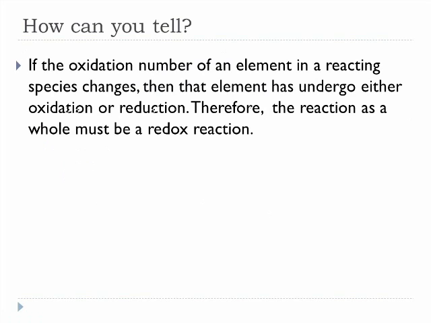How can you tell if it's a redox reaction or another type of reaction? Well, if the oxidation number of any element in a reactant species changes in that reaction, then that element must have undergone oxidation or reduction. Therefore, the reaction as a whole must be a redox reaction. So if you have any element changing oxidation numbers, it must be a redox equation.